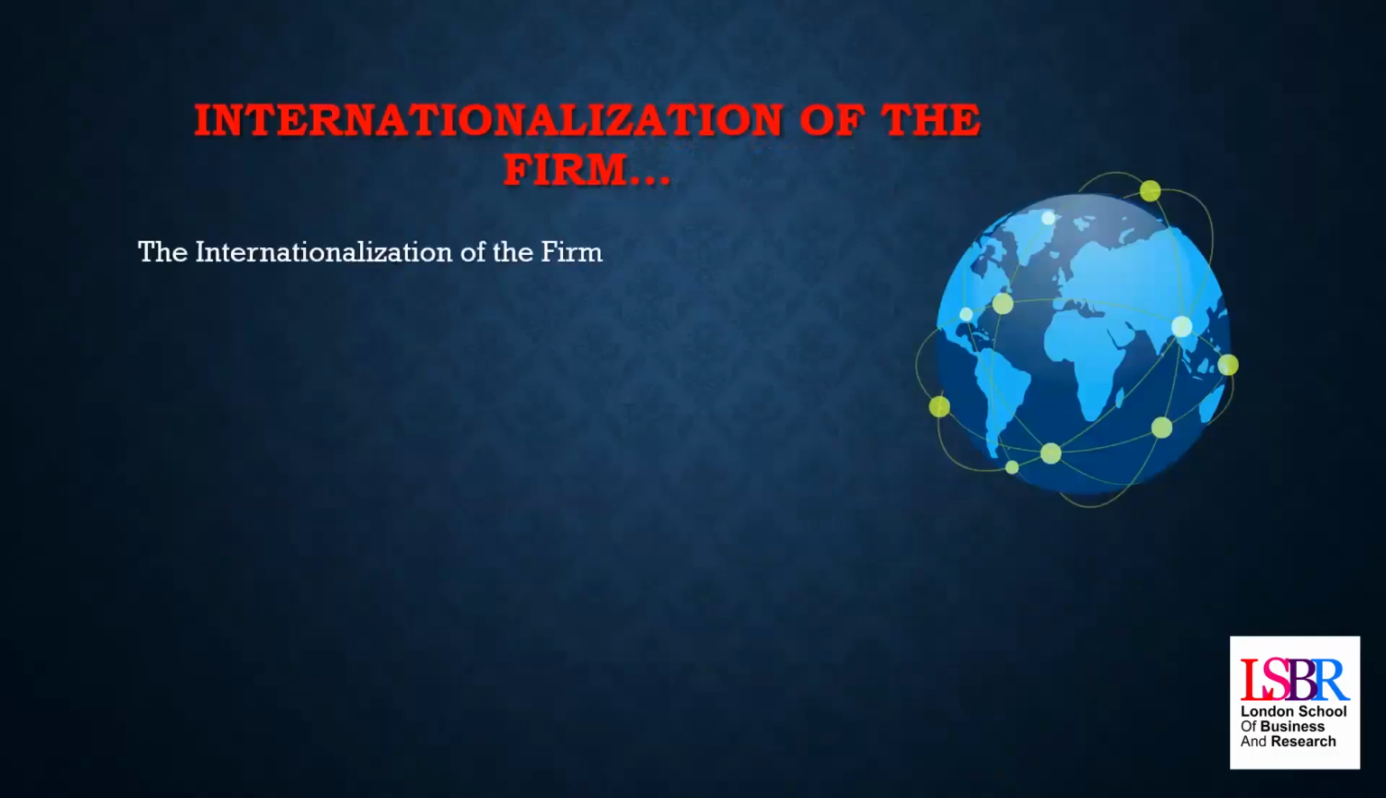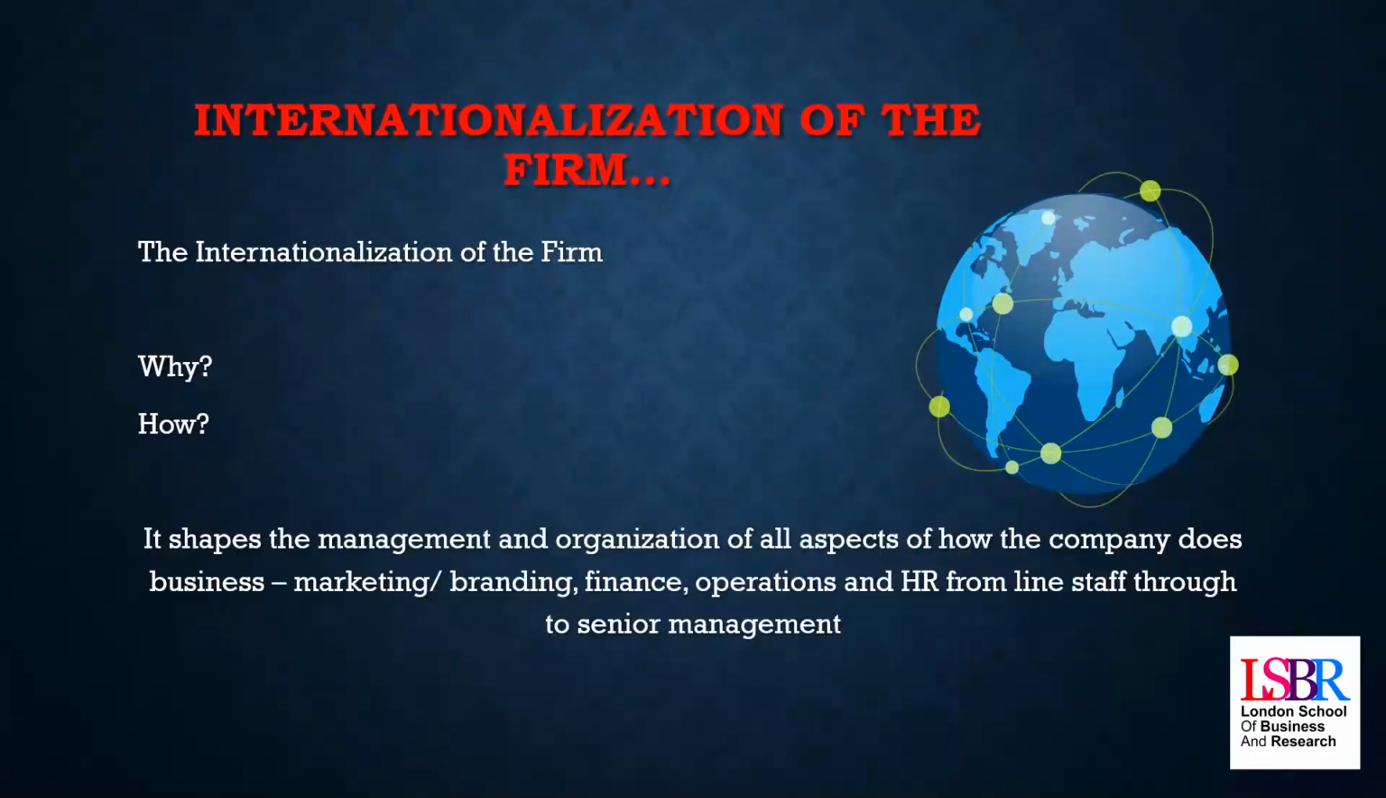So how does the internationalization of the firm work? Well, firstly, the why and the how. It's all about shaping the management and the organization of all aspects of how the company does business. What do I mean by that? Well, you have to be aware of how you market in certain countries. Certain things that are culturally appropriate in the UK or in the US or in the Western world may or may not be culturally appropriate in other countries around the world. So for example, in Muslim countries, they don't believe in having adverts for alcohol. They don't believe in having adverts for pork products, for example. They believe that pigs are filthy animals.